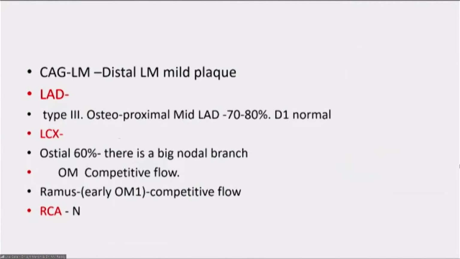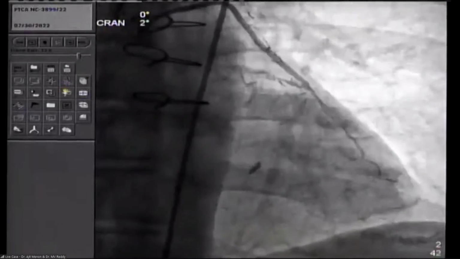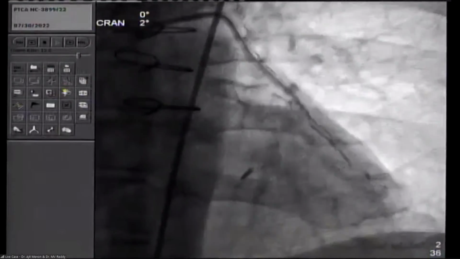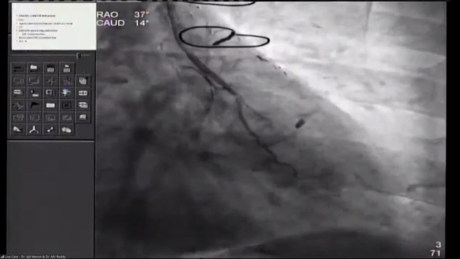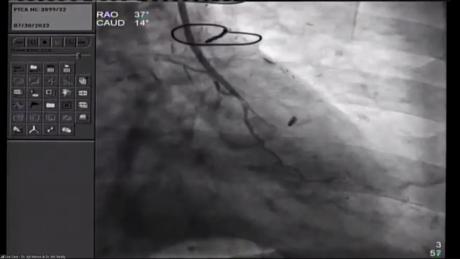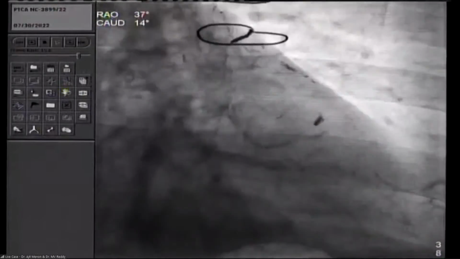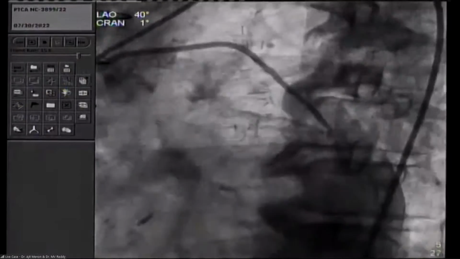Can you go ahead, please? Now, this gentleman had a venous graft to a ramus, a venous graft to an obtuse marginal, and a LIMA to the LAD. What we saw in the earlier one also was a tight stenosis in the distal anastomotic site of the venous graft to the ramus. The venous graft to the OM is quite fine. It's normal, nothing major.